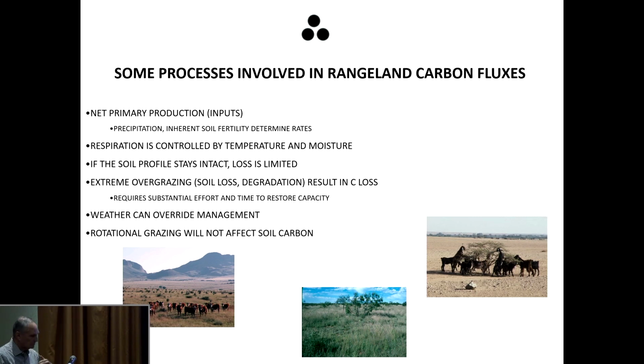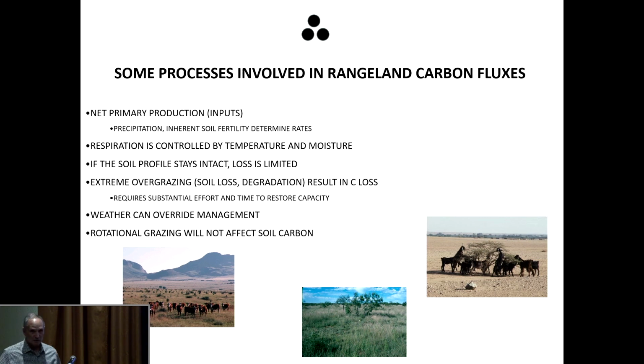First of all, if you know this number right here, you're probably going to get about 90% accuracy on soil carbon. And that's net primary production inputs. Precipitation. Inherent soil fertility, that's the nutrients that are available in the soil. We are not going to put a lot of nutrients on rangelands, and I'll show you some real data later on about why we don't want to do this. Economically, it's not a winner, but there's a good physical reason for it.